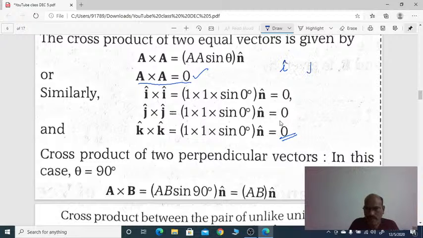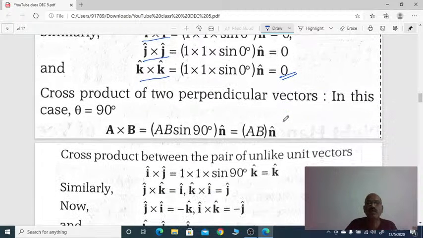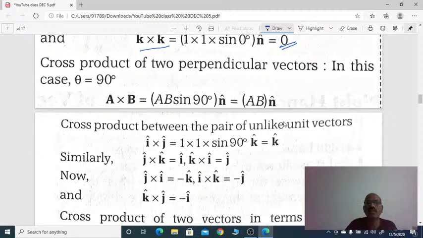So i cap, j cap, k cap. If you multiply i cross j, you will get k. I cross j is k, j cross k is i, right? So if you go in reverse, it will be negative. K cross j is minus i. J cross i is minus k. If you go anti-clockwise it is positive, and clockwise it is negative. J cross k is i. But i cross i, j cross j, k cross k are 0. Keep in mind.